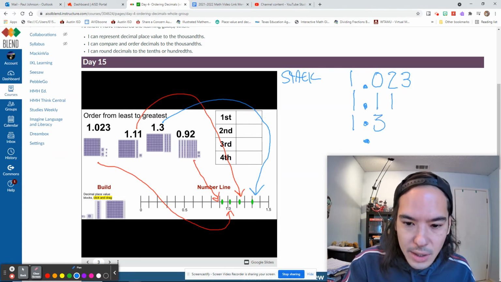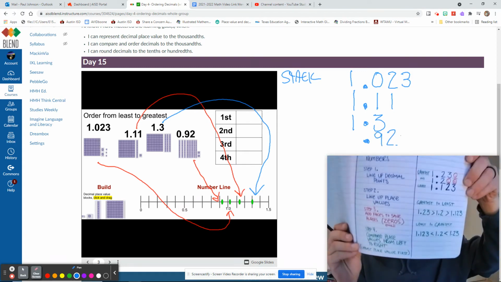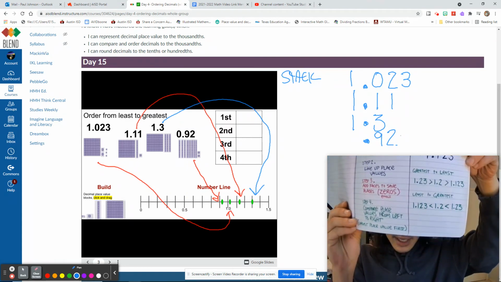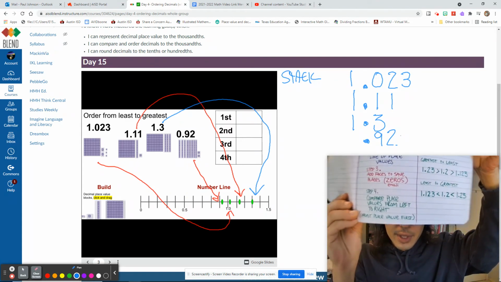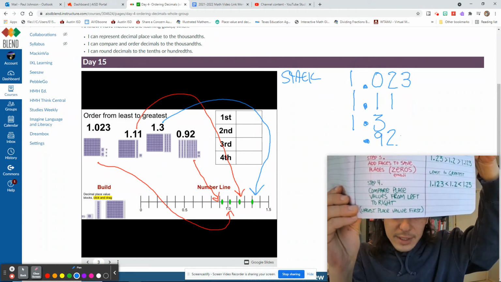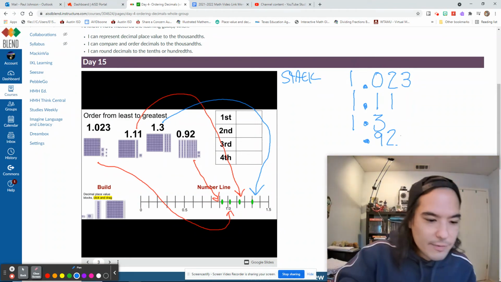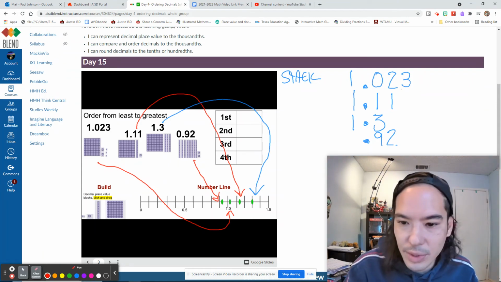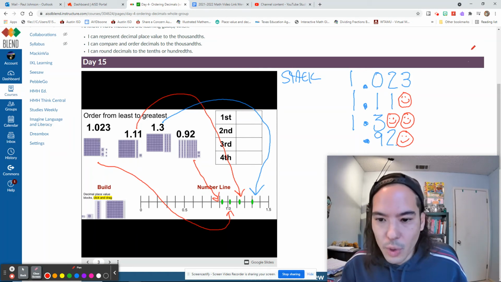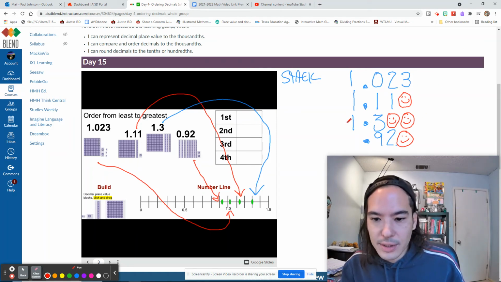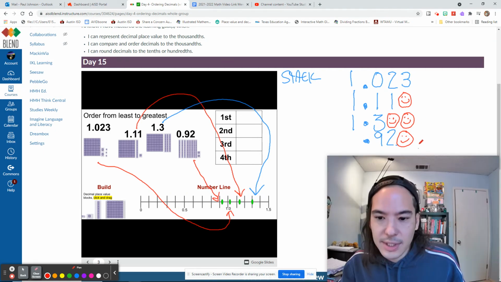I'm just writing the numbers that I have available on the left. So what I've done is I did step 1, line up decimal points. I did step 2, line up place values. Now I'm going to do step 3, add faces to save places. Remember, adding faces to save places is adding zeros that show us the place value more clearly. For instance, in 1 and 11 hundredths, there's 0 thousandths. In 1 and 3 tenths, there's 0 hundredths and 0 thousandths. In 92 hundredths, there's 0 thousandths.